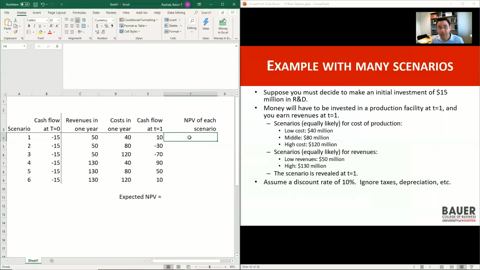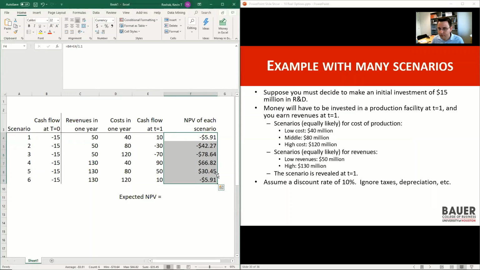Next, I want to calculate the NPV of each individual scenario. The cash flow is minus 15 today for every scenario we've seen, but the randomness occurs at time 1. So let's see what the NPV is for each. You have that initial cash flow, and then you have a cash flow at time 1, which you discount at 10%. So if we have low revenues and low costs, we have a negative NPV of negative 5.91. Okay, you do that for every scenario to get the entire range.